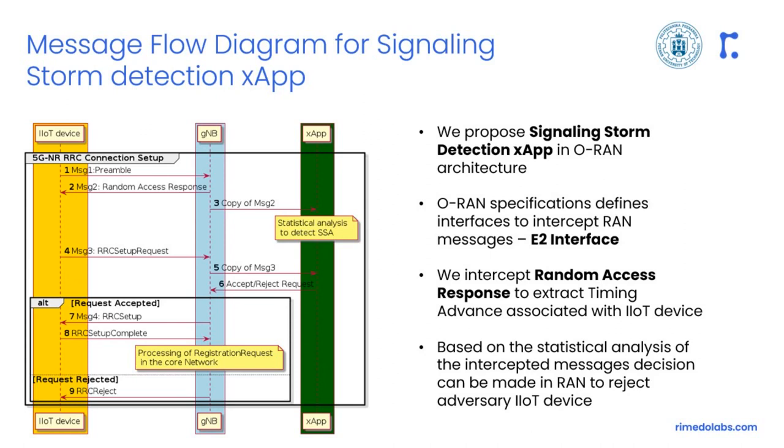Later on, when IIoT device sends the RRC setup request, it is also forwarded to the XApp. At this stage, based on the signaling storm detection result, the G-Node B is notified by XApp to either reject RRC setup request or accept it and proceed with IIoT device registration in the core network.